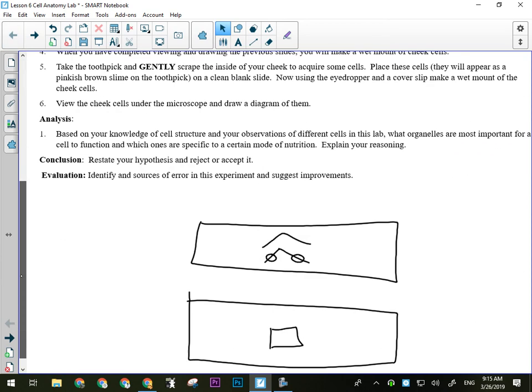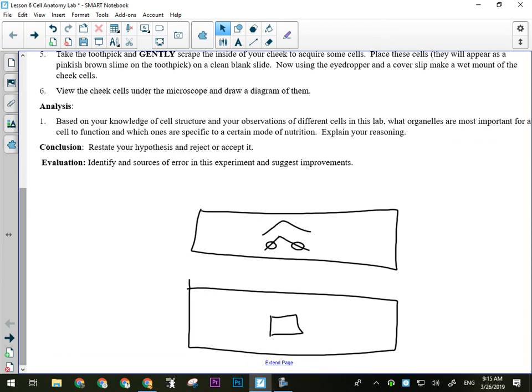For the analysis for this lab, there's only one question, but I'm looking for a paragraph answer here. Based on your knowledge of cell structure, what we've gone over in class, and your observations of these cells, what organelles are most important for a cell to function? I would say, looking at what I saw, here are the ones that were present in all the cells I saw. Here's what they do. Here's why they're important.